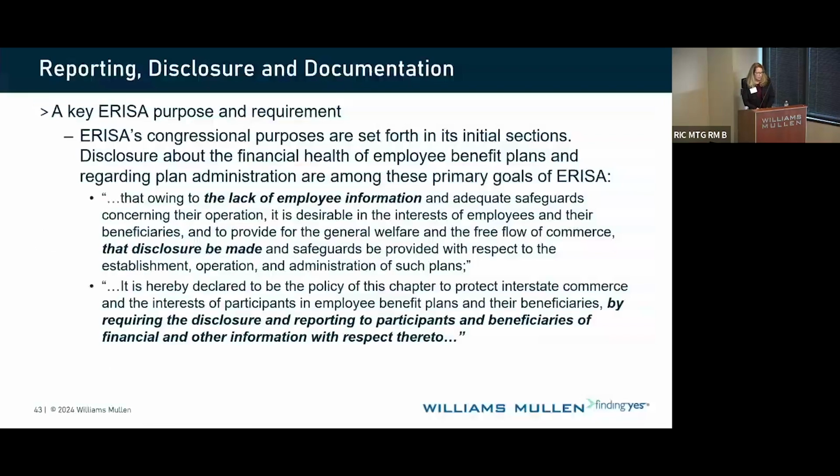All right, so in line with ERISA's birthday and some of the history that Bryden outlined, reporting and disclosure is a very key and fundamental purpose of ERISA. And I think it's really important to keep that in mind. That's the why. That is the reason for all of these voluminous requirements. It's to enable employees to be informed so they're not in the dark about their benefits.